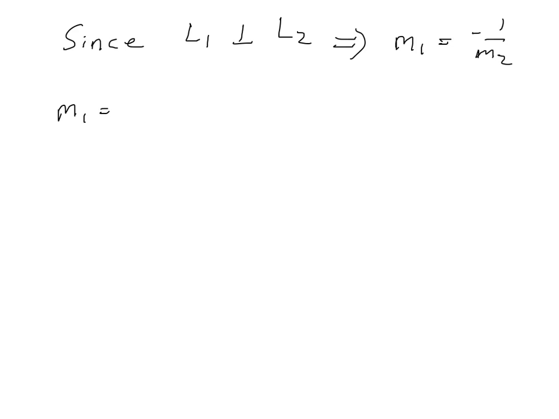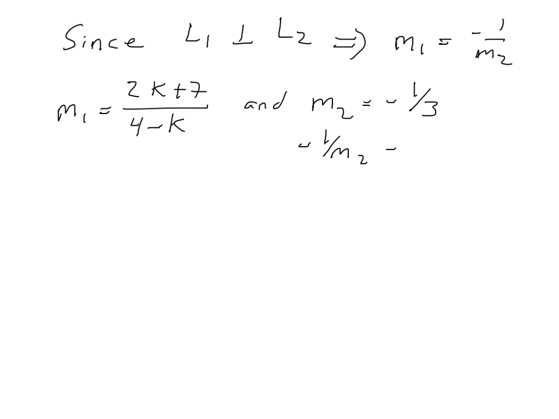Alright, now since line 1 is perpendicular to line 2, that implies that the slopes are negative reciprocals. So remember, m1 was equal to (2k + 7) divided by (4 - k), and m2 was equal to negative 1/3. Now, I can take the negative reciprocal of either one and set them equal to each other, but in this case, the negative reciprocal of m2 is just positive 3. So negative 1 over m2 is just equal to positive 3.